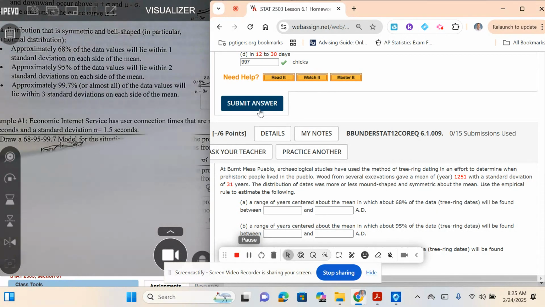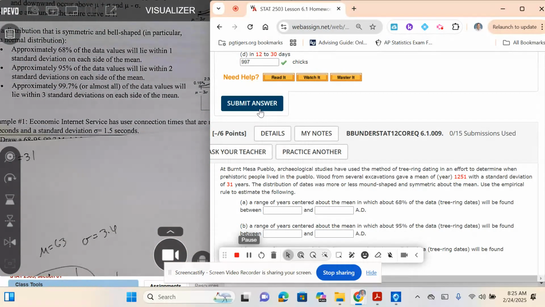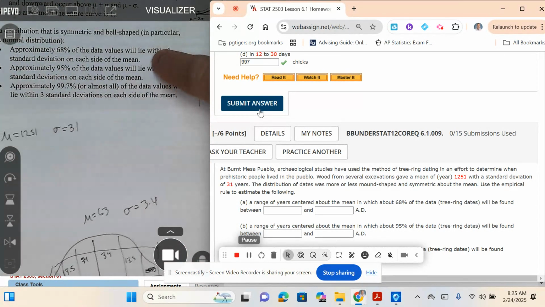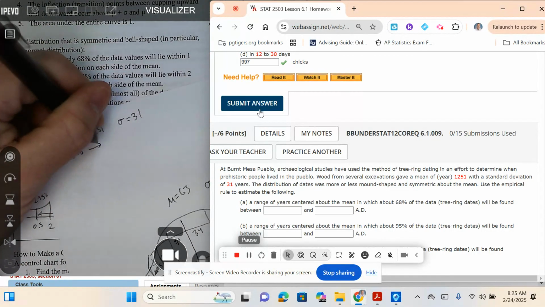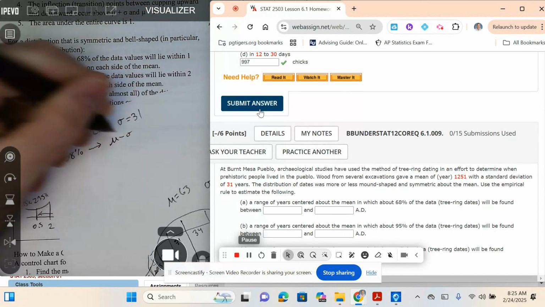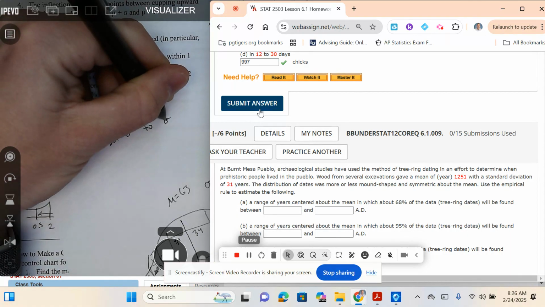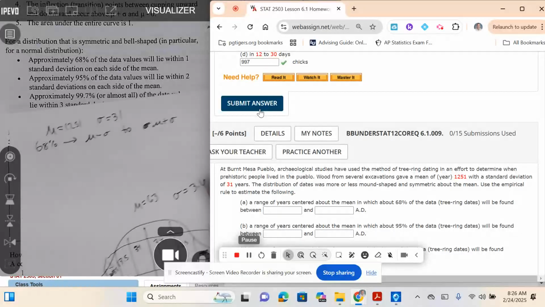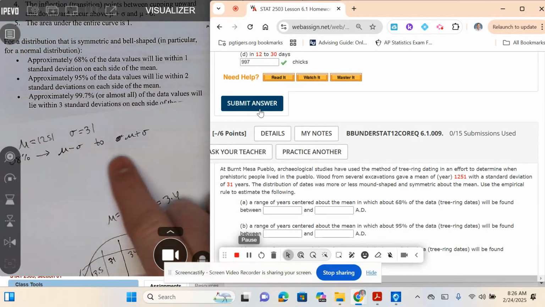What is the empirical rule? The empirical rule is this right here. The range of years centered about the mean, which is 68% of the data. So for 68%, the empirical rule is the mean, 1 standard deviation below to 1 standard deviation above. So for 68%, it's 1 standard deviation on each side of the mean. So it's 1 below to 1 above.